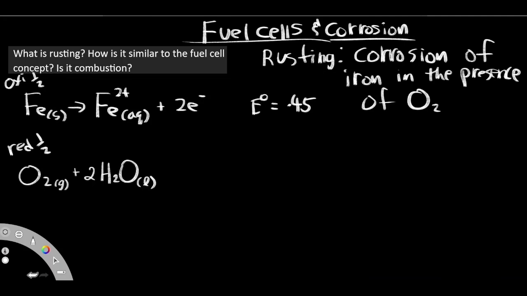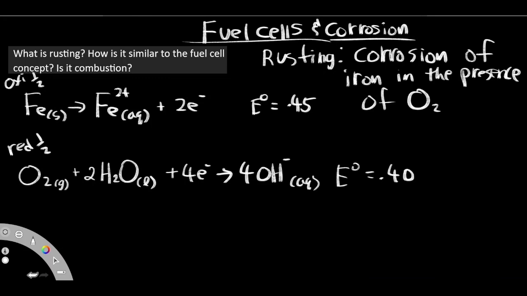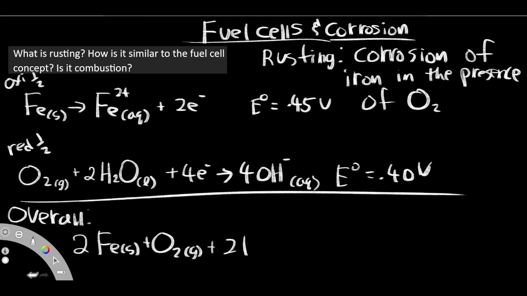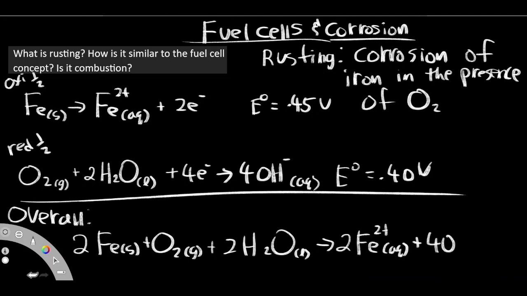This is why in humid conditions it can be quite a problem when we deal with rusting. And let's have 4 electrons here and yields 4 hydroxides. Obviously hydroxides are aqueous, and E standard is going to be 0.40. Okay, again, these are in volts. So what do we get for overall reaction? Okay, so overall we have 2Fe plus oxygen gas plus 2 waters, 2 Fe ions, and 4 hydroxides.